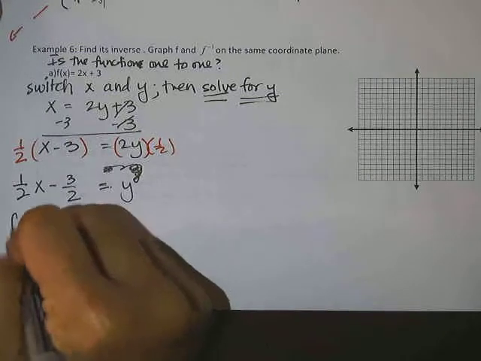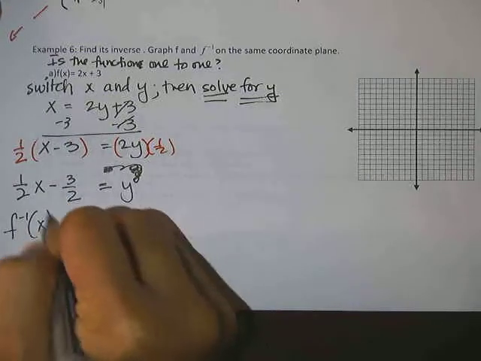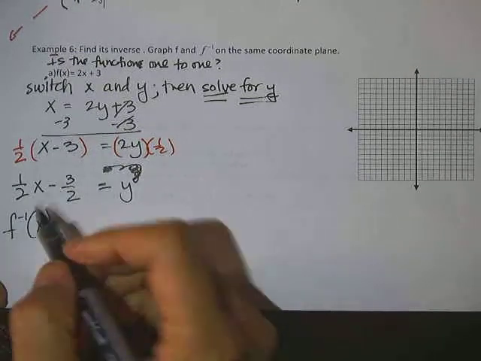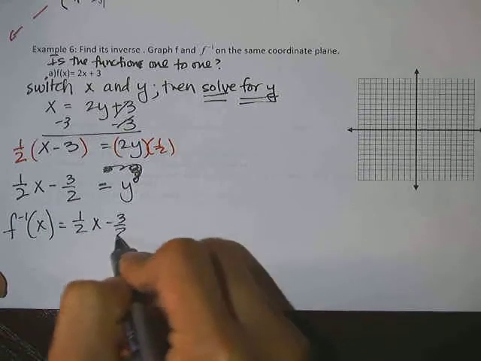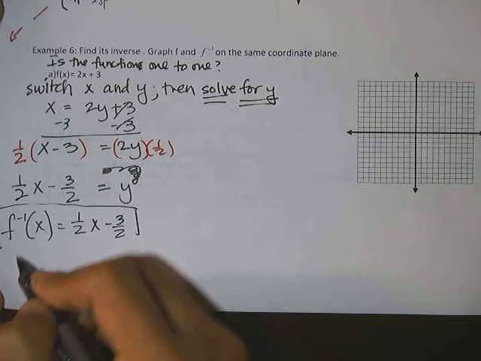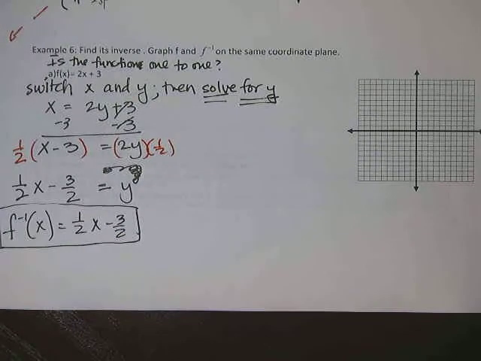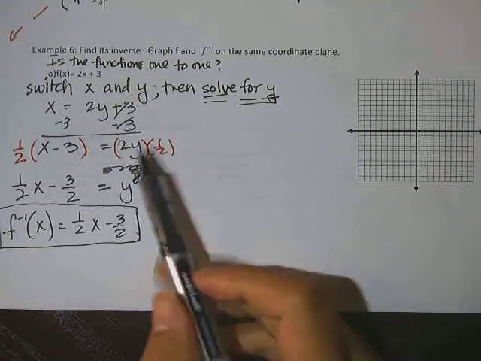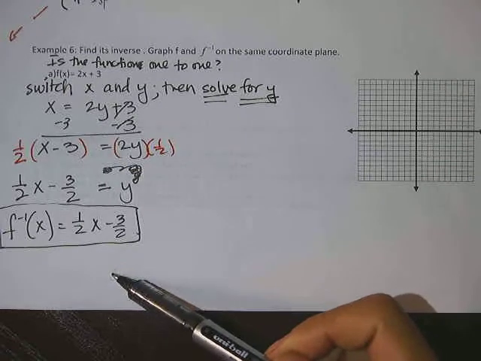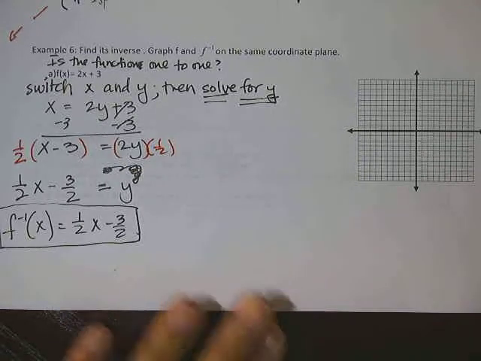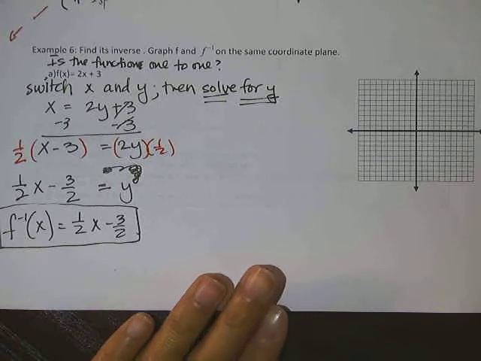To write its inverse, I would like for you to use the inverse notation. f inverse of x equals 1/2 x minus 3 over 2. Box it up. Because we didn't restrict anything on the original function, there's no restriction for the inverse. So now we just have to graph out your two functions together.